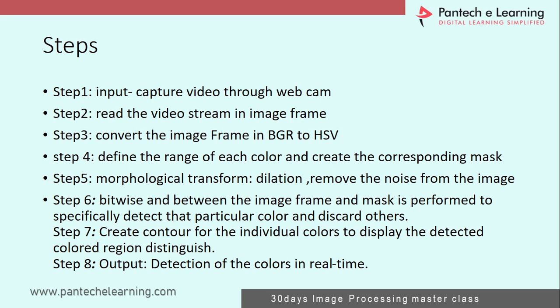If it is an image, that can remove the noise. But if it is video streaming, that also helps to remove the noise. After that, entering the bitwise AND, which will be helpful between the image frame and also the mask, performed to specifically detect the particular color. For example, if you show a red color in front of the camera, it can be possible to detect the color. So that is why we are going to use the bitwise AND. Clear, no? Yes. Then next, creating the contour for each individual color to display. That can be detected. The colored region is distinct.